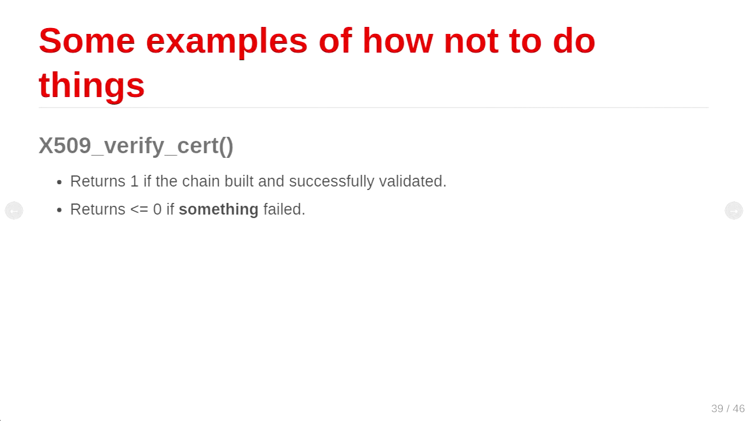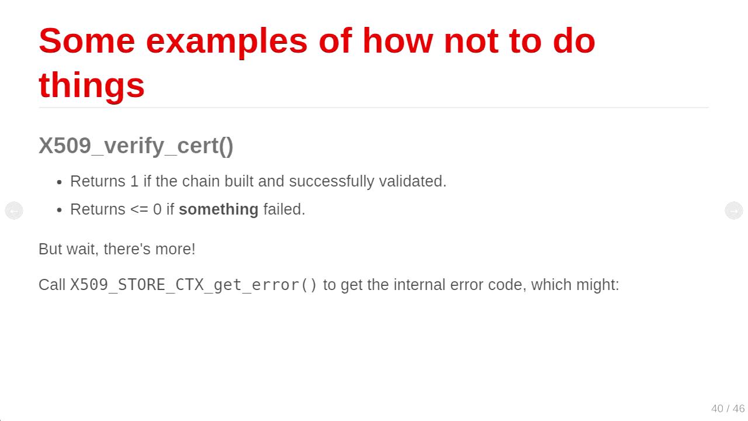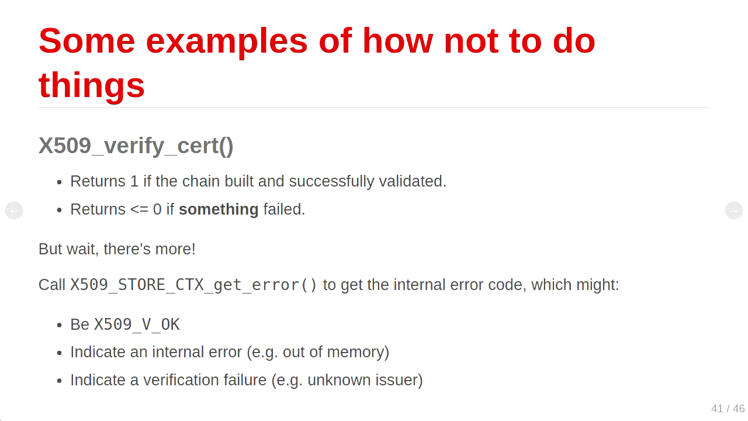Another example, which isn't strictly libSSL, this is more libcrypto, but we've been banging our heads against it recently, so it was sort of top of mind. It's a thing called X509_verify_cert that libSSL calls in order to work out whether the cert you've been provided actually verifies, one of the things we were talking about earlier. It returns one if the chain built and successfully validated, and returns less than or equal to zero if something failed. But wait, there's more. We can call a thing called X509_STORE_CTX_get_error to get an internal error code, which will tell you, potentially, whether the thing was X509_V_OK.